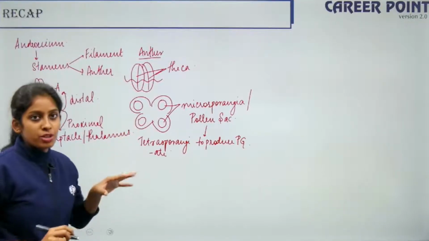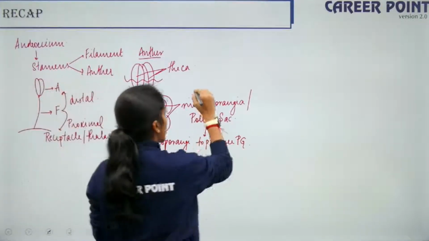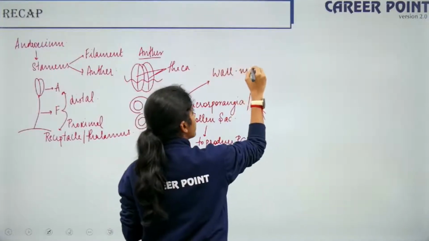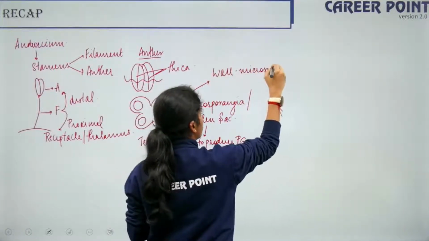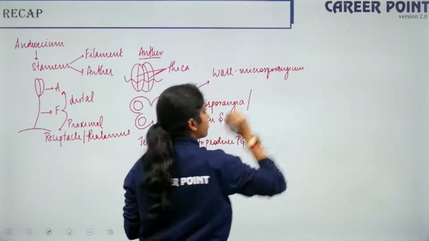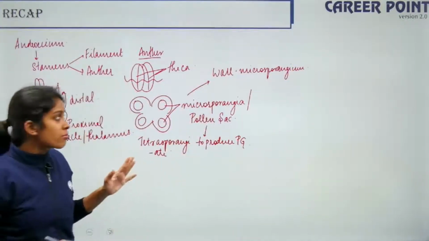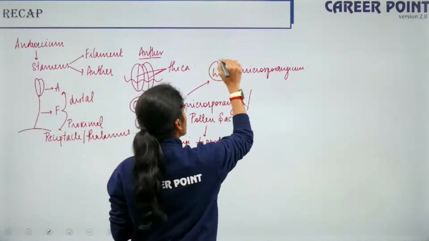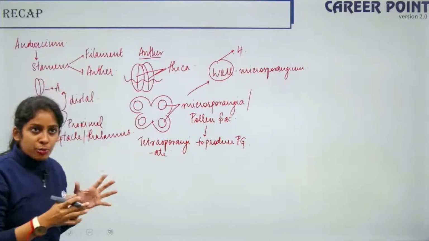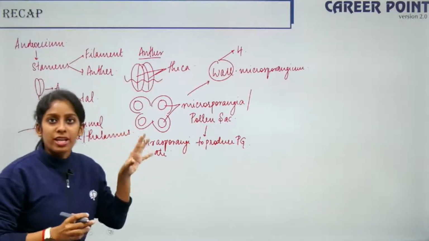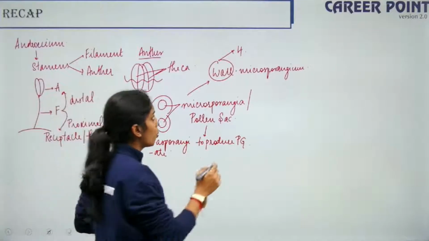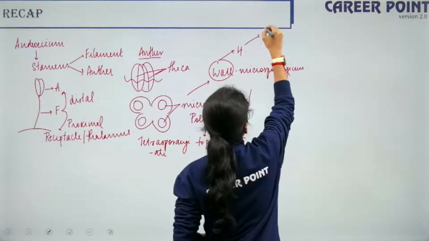This microsporangia is surrounded by walls. The wall of this microsporangia is the microsporangium wall. This microsporangium wall has four layers. The center portion is the microsporangia, surrounded by the microsporangium, and that wall has four layers. The first layer is the epidermis.